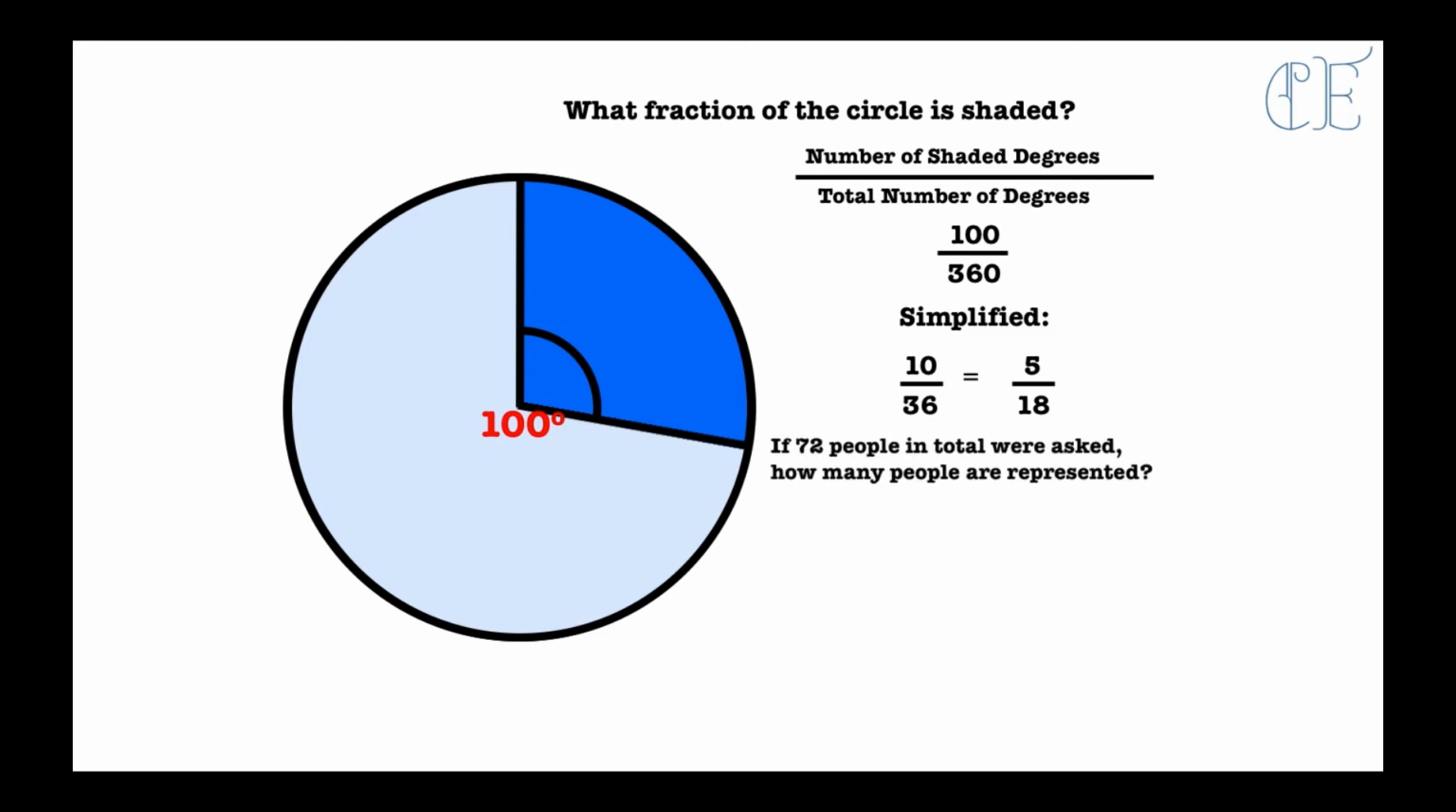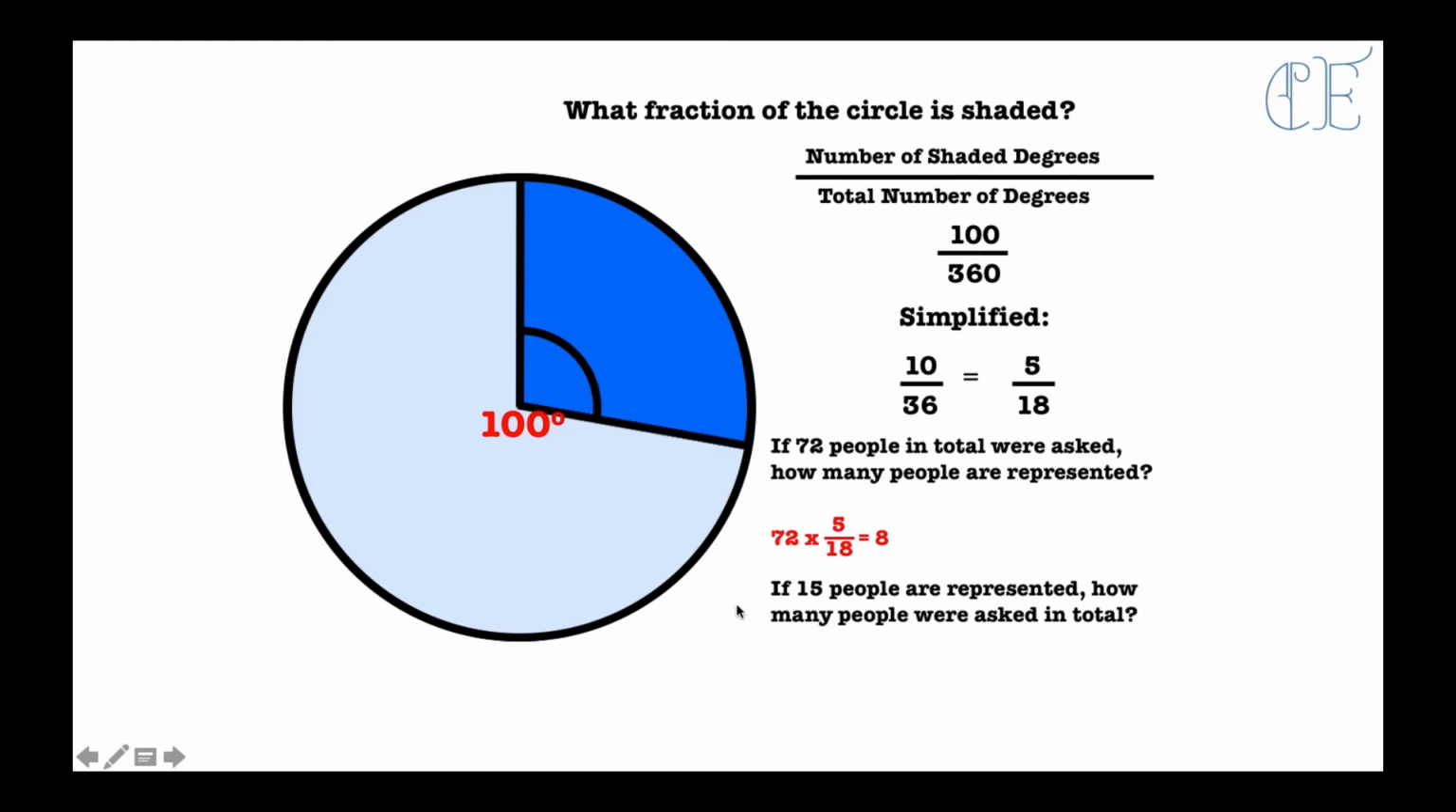If 72 people in total were asked, how many people are represented? Okay, so if 72 people were asked, we just need to find 5/18 of 72. So in order to do that easily, you can do 5 divided by 18 times 72, because you're just finding how many people this represents, and we want that fraction of the entire total, okay? 5 divided by 18, press equals, times by 72 equals 8. So 8 people are represented.